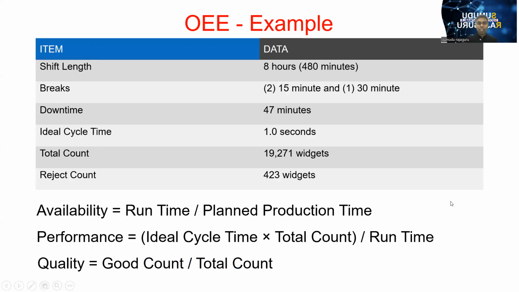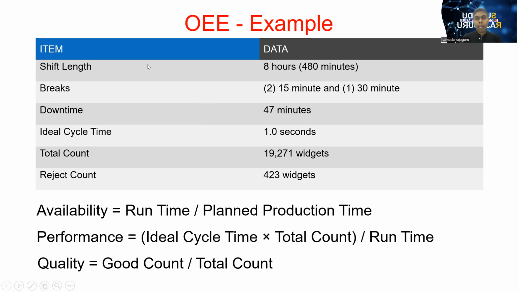There is an example in here, with the equations already given. There are several data included in here, so we have to calculate the OEE. First we have to calculate the availability. Availability equals runtime divided by planned production time.